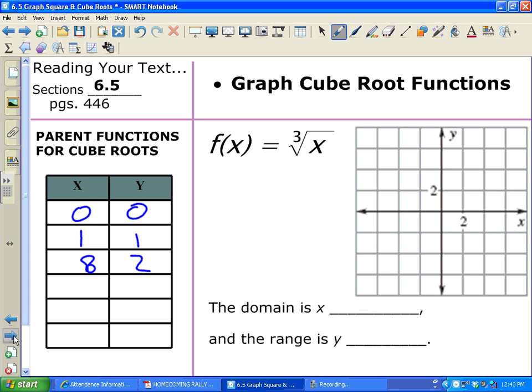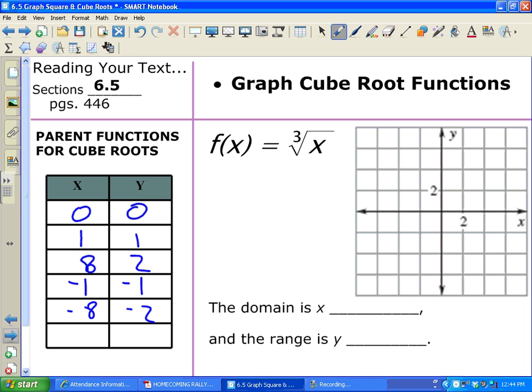Here's the big difference with cube roots. What's the cube root of negative 1? Don't say no solution. The cube root of negative 1 is negative 1. Why? Because negative 1 times negative 1 times negative 1 is negative 1. The cube root of negative 8 is negative 2. Negative 2 times negative 2 times negative 2 is negative 8.